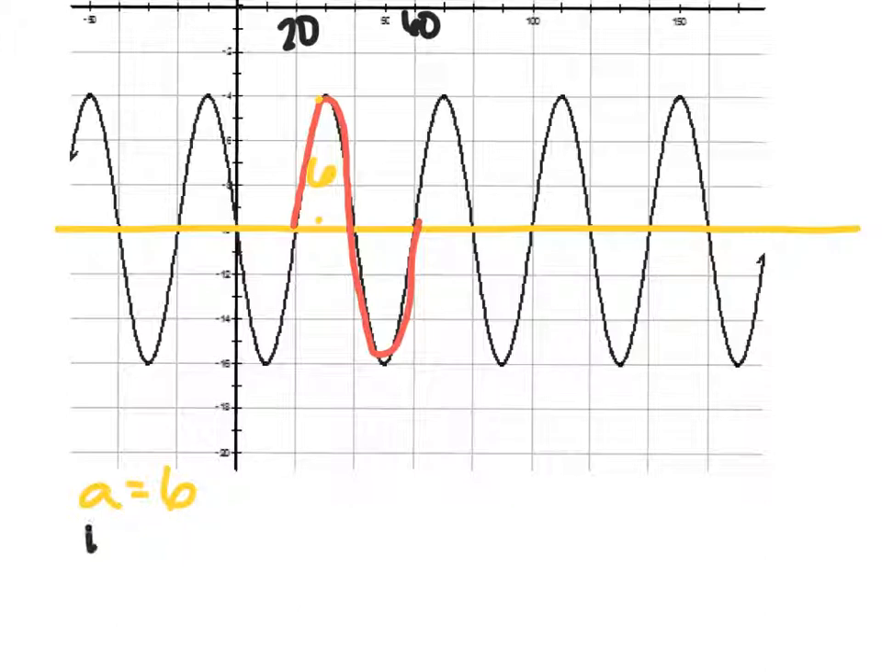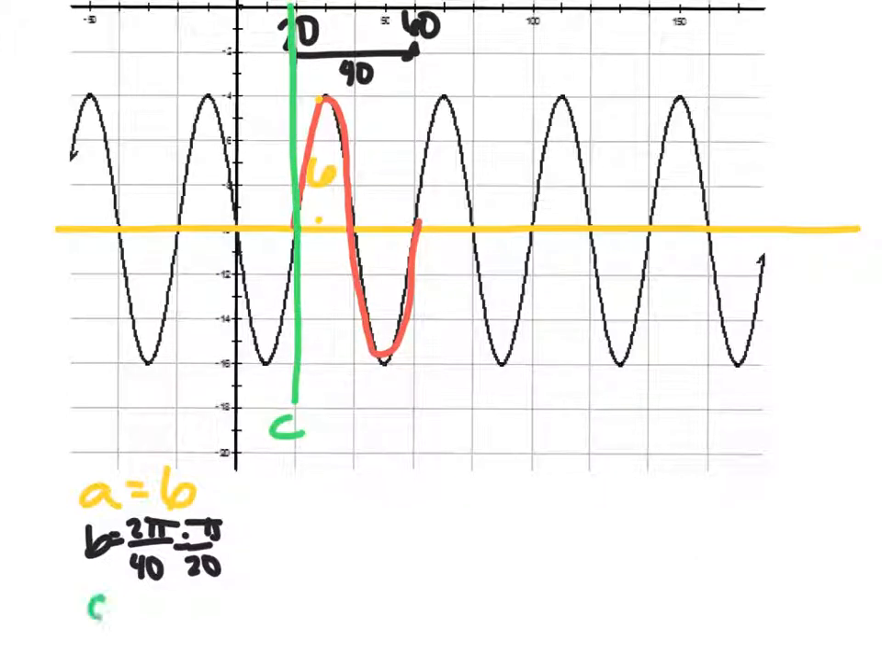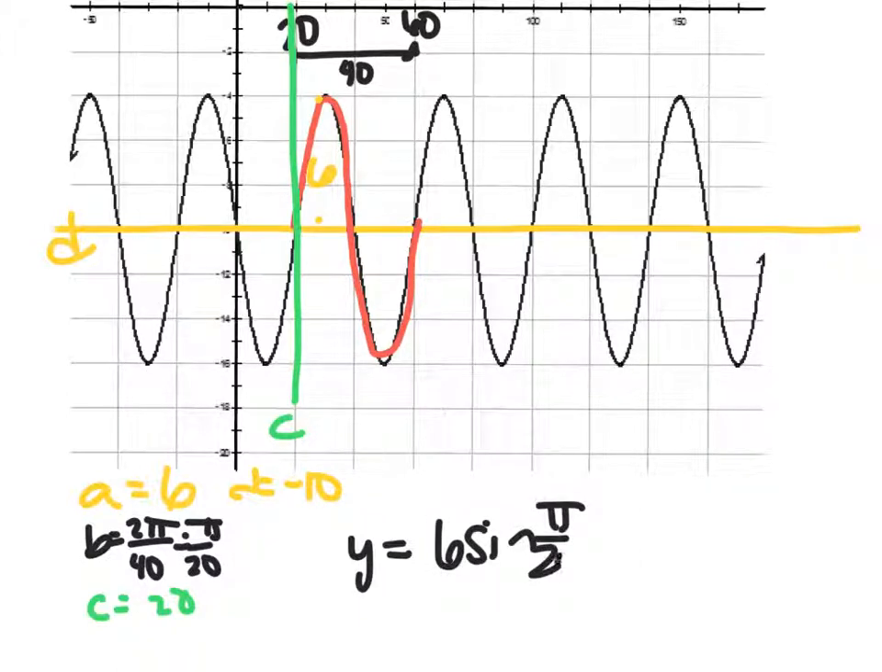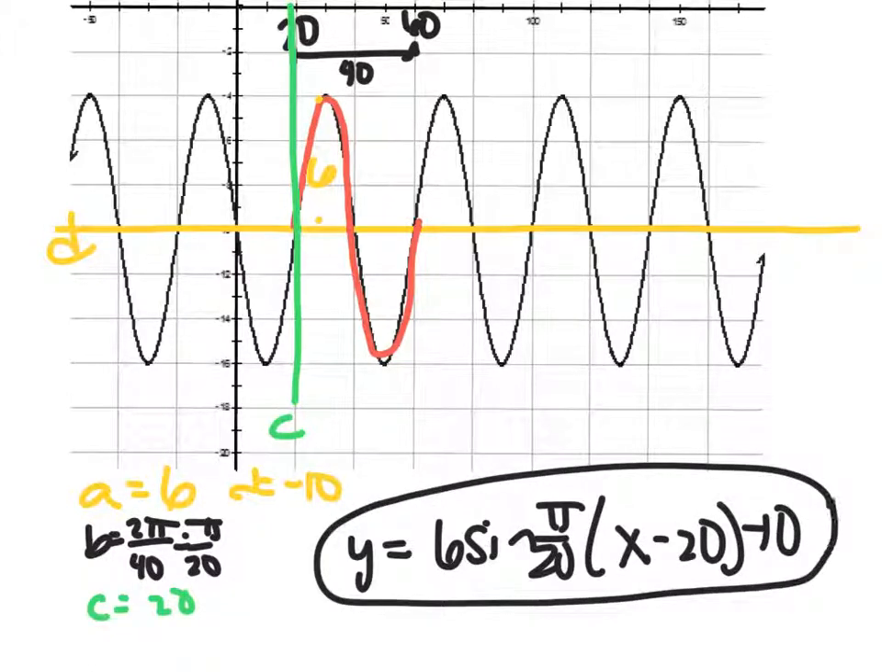My period goes from 20 to 60. So that's 40. So 2 pi over 40 gives me pi over 20. I'm starting here, so this is my C, so I'm starting at 20. And my midline was here. That was down 10. So my equation is going to be y equals 6 sine pi over 20 x minus 20 minus 10. Takes into account all of your stuff.